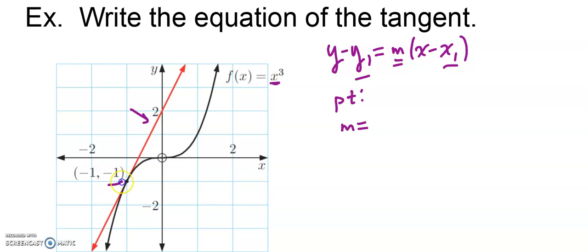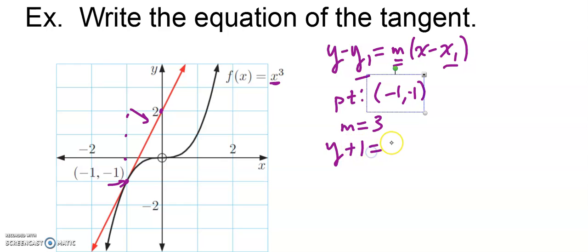Well, we know that my point of tangency, the point where the red line meets the curve, is (-1, -1). And we know the slope of this red line, we can just count it. To go from this point on the line to this point on the line, aren't they going to rise 1, 2, 3 and run 1? So my slope would be 3. So the equation of this tangent line would be y minus negative 1, so y plus 1, equals m, which is 3, parentheses, x minus negative 1, which would be x plus 1. That is the equation of my tangent line.